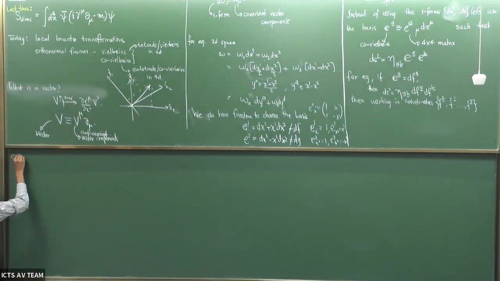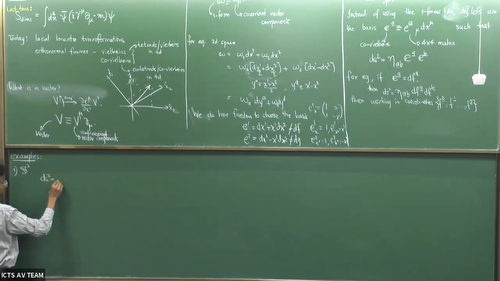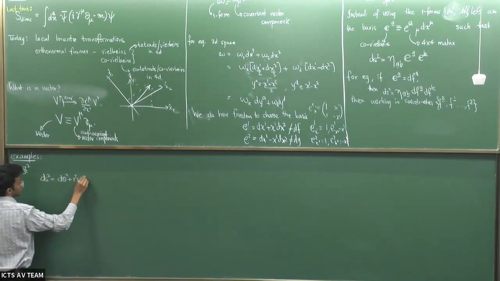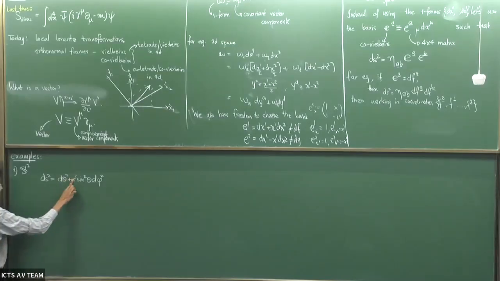Let's think of examples. Let's do first S2, the unit radius 2-sphere, which is just defined as ds squared equals d theta squared plus r squared sine squared theta d phi squared. Sorry, not r squared.